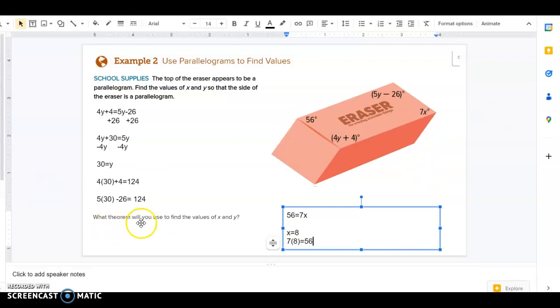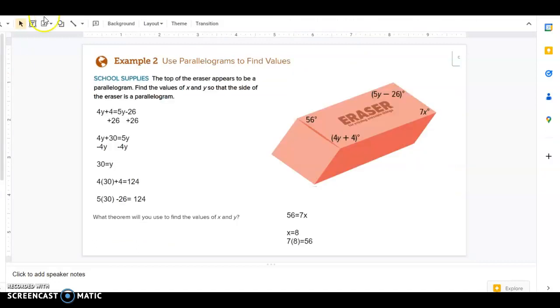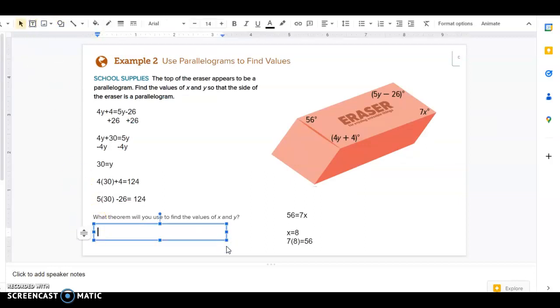So the theorem down here that we would use when we found it is 7.10. We used Theorem 7.10 because it states that opposite angles will be congruent. Okay?